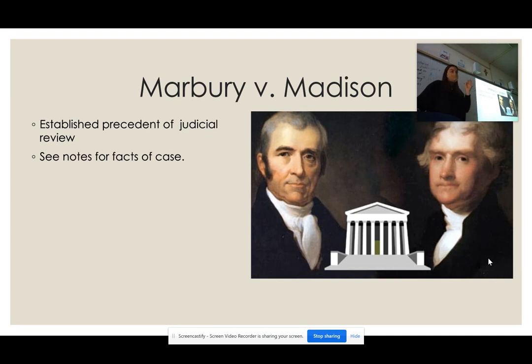Marbury versus Madison establishes the precedent of judicial review. Judicial review is pretty much just the Supreme Court's power to declare a law unconstitutional. The power to declare a law unconstitutional. And girls, this is considered a judicial check against Congress, against the legislative branch.